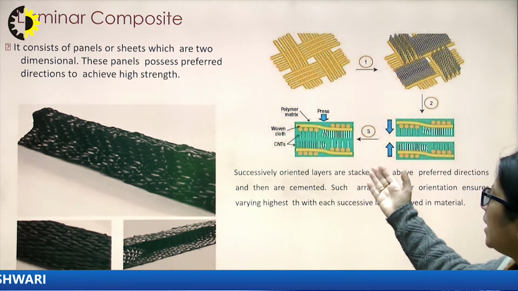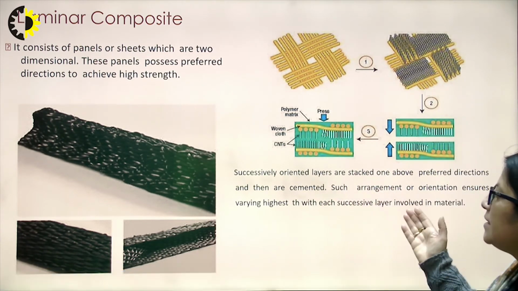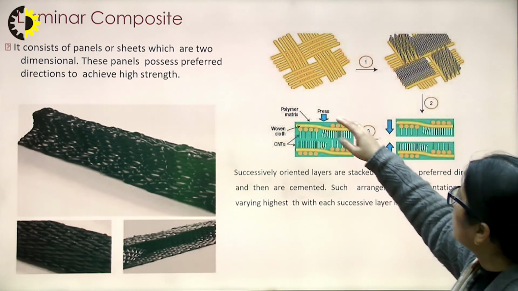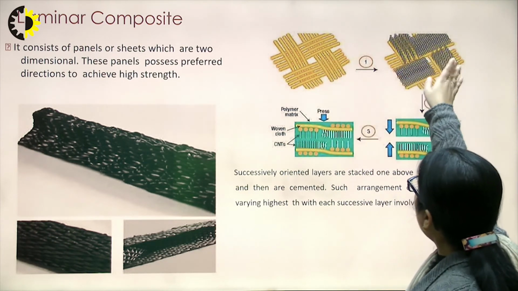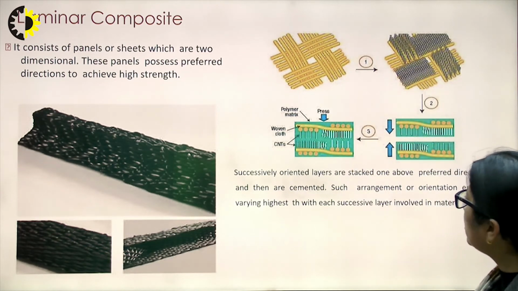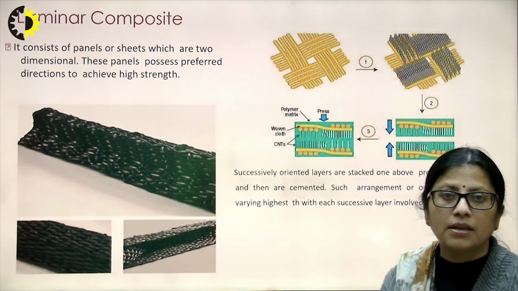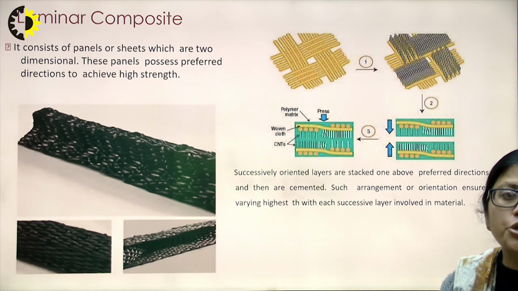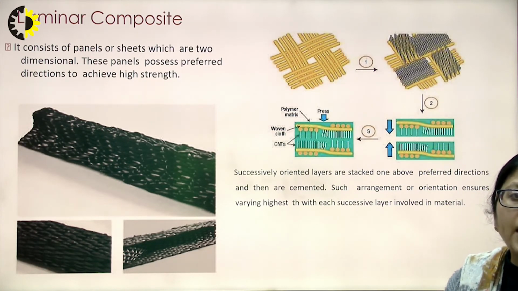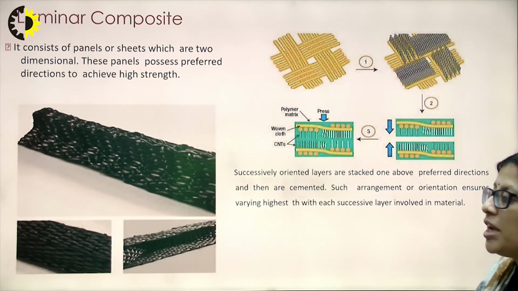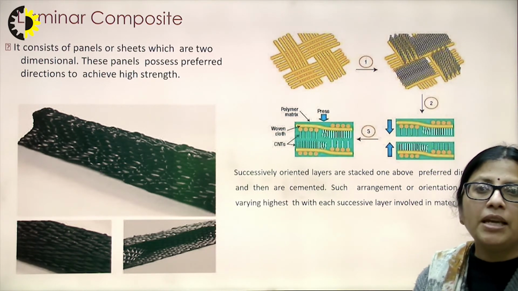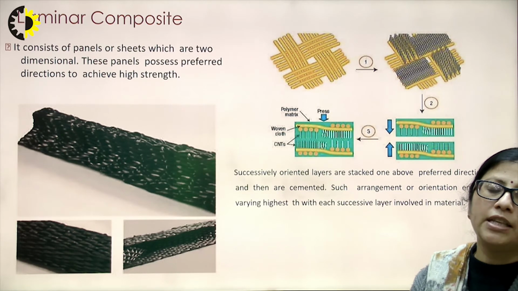Here I am showing the successively oriented layers, stacked one above the other in a preferred direction. Here you can see they are stacked one over the other in a particular direction, and then they are cemented. And such an arrangement or orientation is going to ensure the highest strength with respect to the successive layers involved in the material.